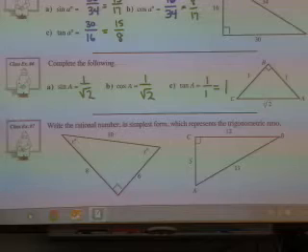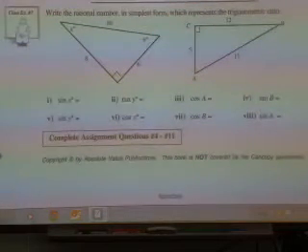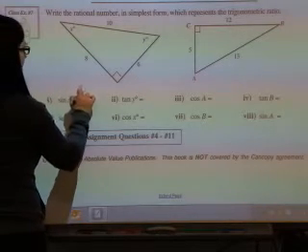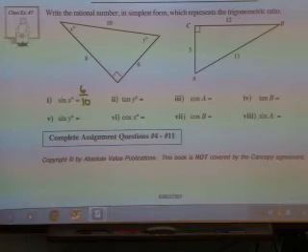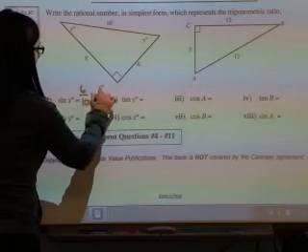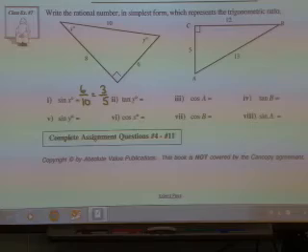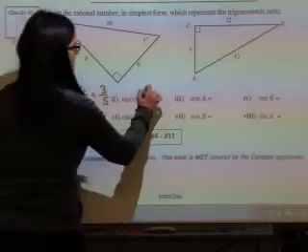Okay, so let's look at the last one. It says, write the rational number in simplest form which represents the trig ratio. So what is sine x? 6/10, and what does 6/10 reduce down to? Okay. What's the tan of angle y? And what does that reduce to?